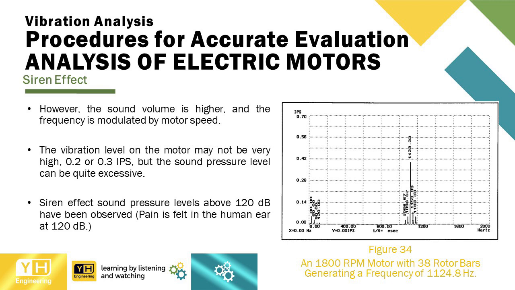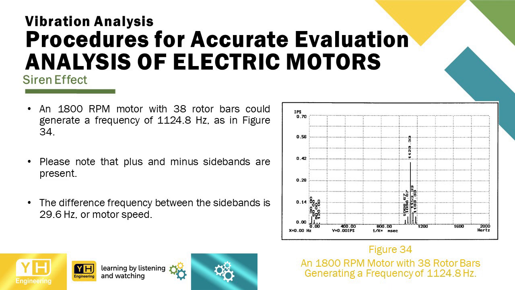An 1800 RPM motor with 38 rotor bars could generate a frequency of 1124.8 Hz, as in Figure 34. Please note that plus and minus sidebands are present.